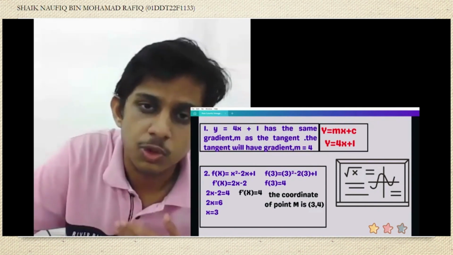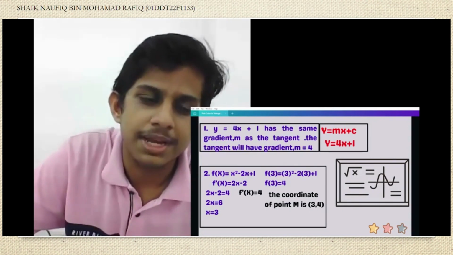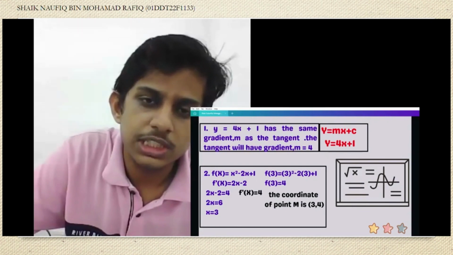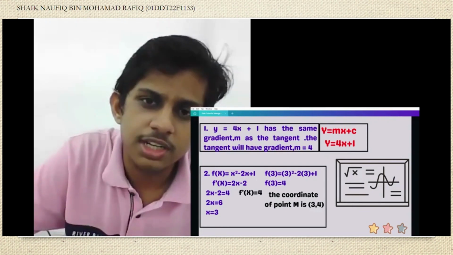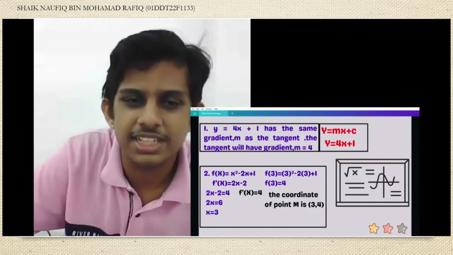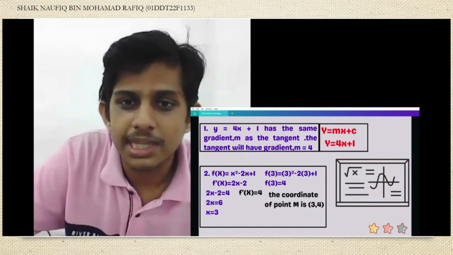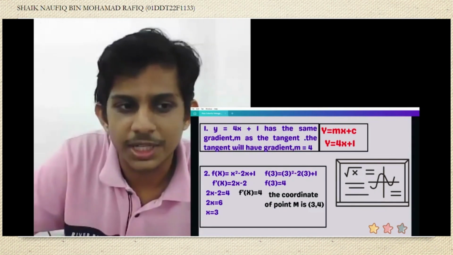From the solution above, we know that the gradient of the tangent is equal to 4. So 2x minus 2 equals 4. Once we solve the equation, we will get x equals 3. So once we get x equals 3, we substitute into the quadratic equation.